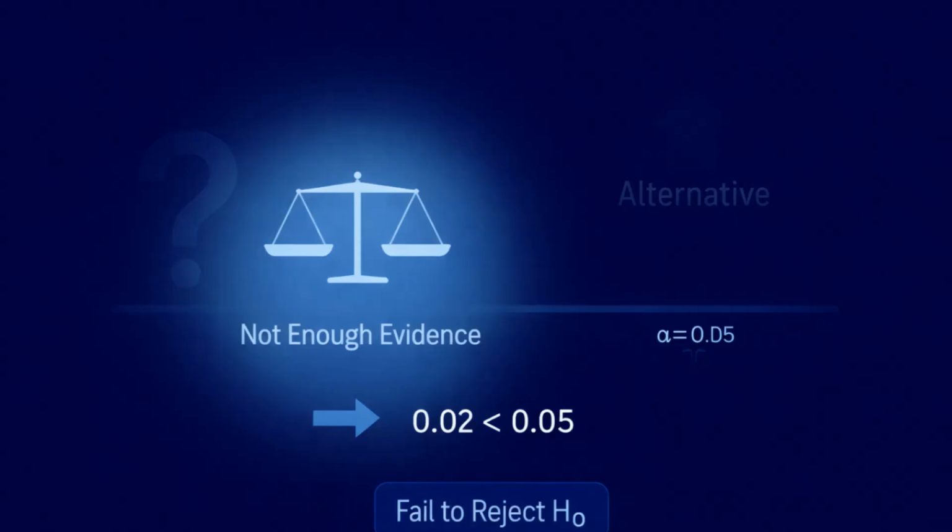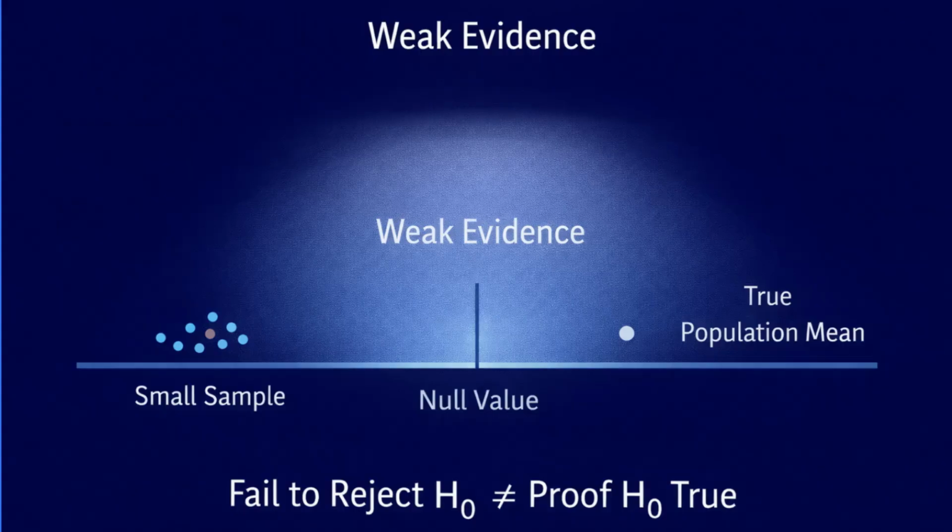We do not say that we accept the null hypothesis. We do not say the null hypothesis is true. Failing to reject means the sample did not provide strong enough evidence. It leaves open the possibility that a real difference exists, but was not detected. A small sample or a small true difference can lead to failing to reject the null hypothesis, even when it is false. This connects to the idea of misdetection. Weak evidence does not prove the null is true. It simply means the test did not detect a difference.